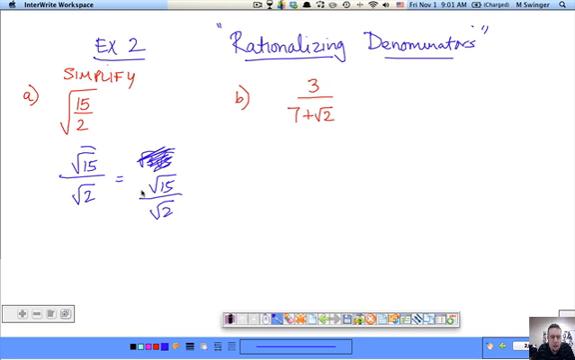No, because you cannot have a square root in the denominator as a final answer. Okay? So write that down. You can't have a root in the denominator as a final answer. So this cannot be your answer, because there's a root in the denominator.